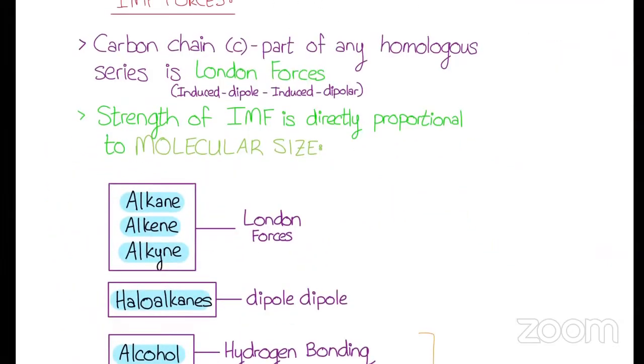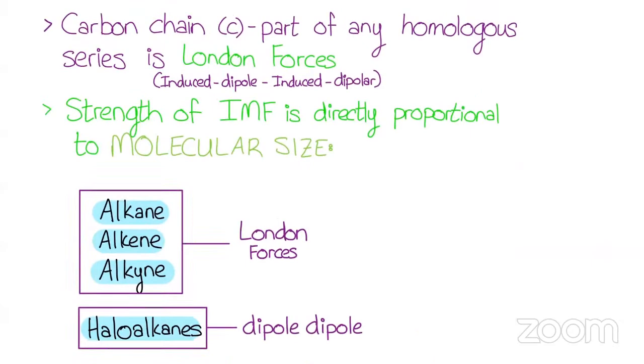Okay, so when we talk about the intermolecular forces, firstly, we state that the carbon chain that's part of any homologous series contains London forces or London dispersion forces, which are also known as induced dipole forces. You don't need to know what induced dipole forces are. You don't need to go into the details of intermolecular forces. We left that behind in grade 10. Here we are interested in how they relate to our organic compounds, and how we compare different organic compounds based on their intermolecular forces. That's what we are interested in for this section.